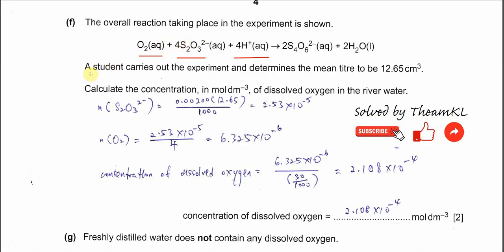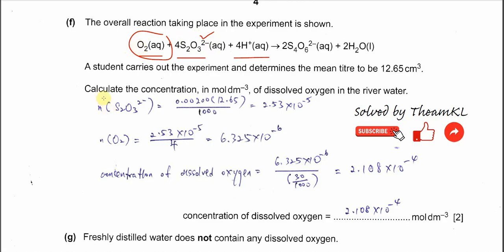So let's start. A student carries out the experiment and determines the mean titer to be 12.65 cm cube. Calculate the concentration of the dissolved oxygen in the river water. Because it asks for the dissolved oxygen, we need to get the mole of the thiosulfate first. Then we can get the moles of oxygen because oxygen is 4 times less than the thiosulfate.